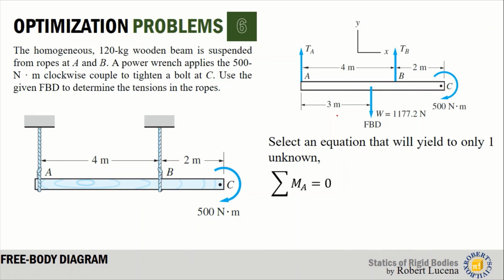What are the forces that cause moment at A? Those are TB, so its lever arm is 4, W, and its lever arm is 3, and the couple. From theory, if you are taking summation of moment, you simply add the value of the couple in the summation of moment. Now, the sign of the couple is based on your assumption. If you are using clockwise positive, if the couple is clockwise, use it as positive.